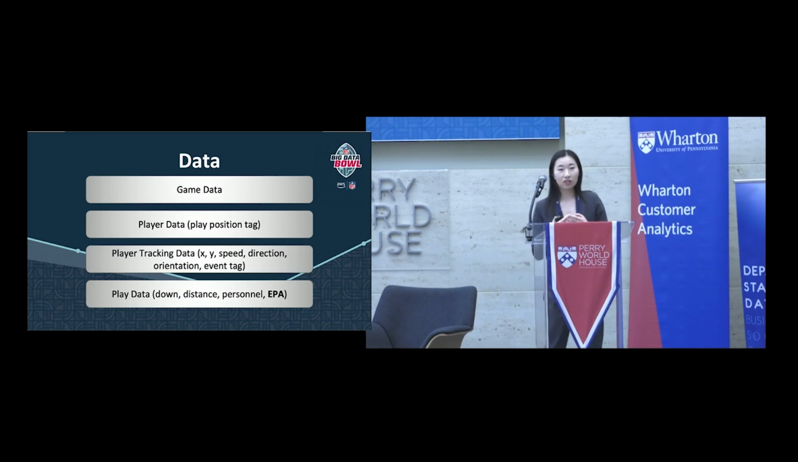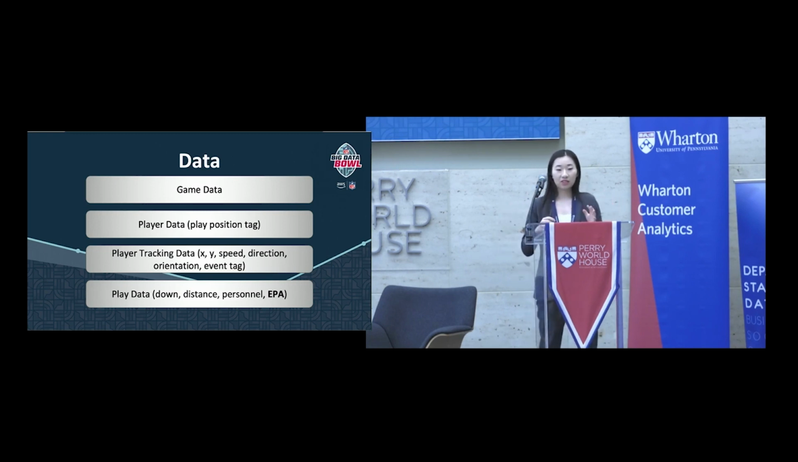Player tracking data. They give us data on, basically, 10 rows for each second. So as you can imagine, this is a lot of data. They give us the X and Y coordinates, the speed, direction, orientation, and the event tags such as ball snap, ball thrown. And this is for all the players on the field as well as the football.